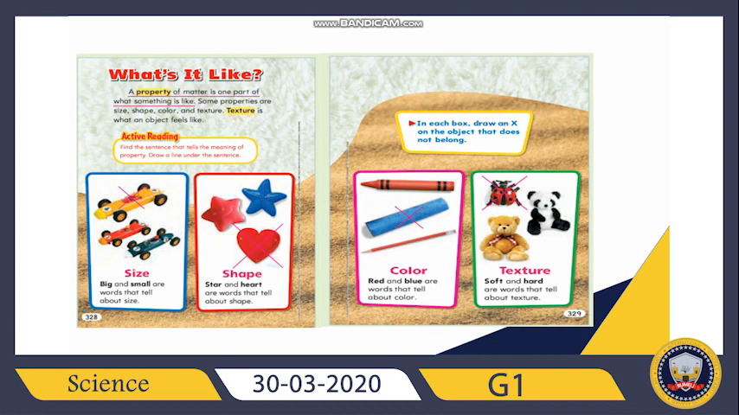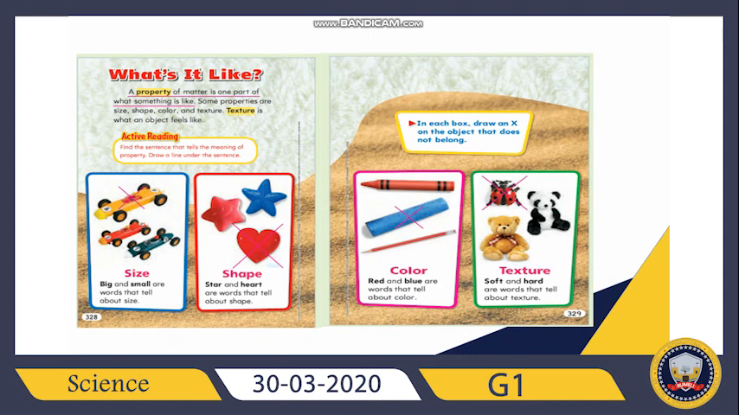And what about the color box? We have two red but one blue. So I choose the object that doesn't belong. And what about the texture box? Which one? Very good, the ladybird. I draw an X on the ladybird. Why? Because we have two bears and two dolls here that are so soft. But the ladybird is hard, and this object does not belong to this group. Do you understand it? Very good.